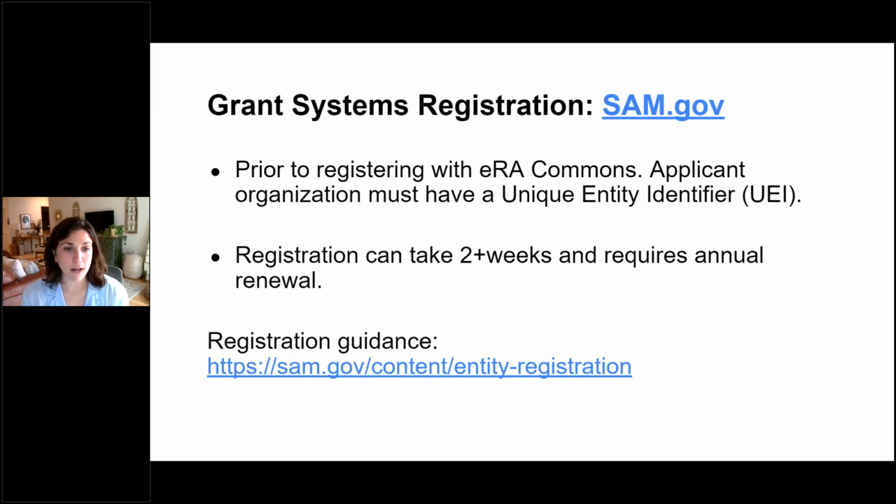All right, so SAM.gov. Prior to registering with ERA Commons, applicant organizations must have what we call a UEI, a unique entity identifier, and you get that on SAM.gov. Registration on SAM.gov can take 2+ weeks, and it requires annual renewal. We've linked guidance for the registration, and you would follow those steps. As Erica said, all links are accessible via the slides on the website and also in the NOFO, so hopefully you can easily access all of these registration guides. So that's the first system, SAM.gov.